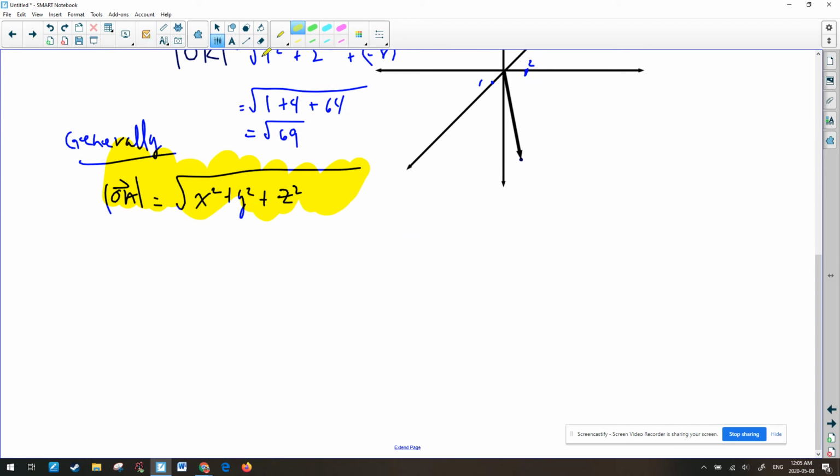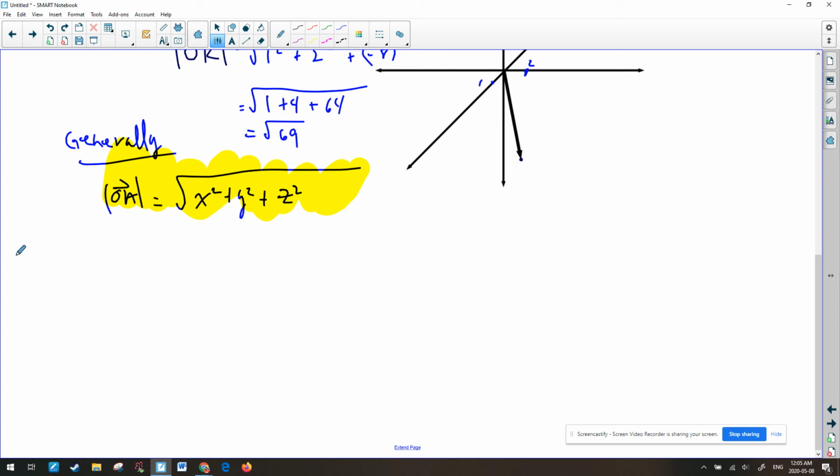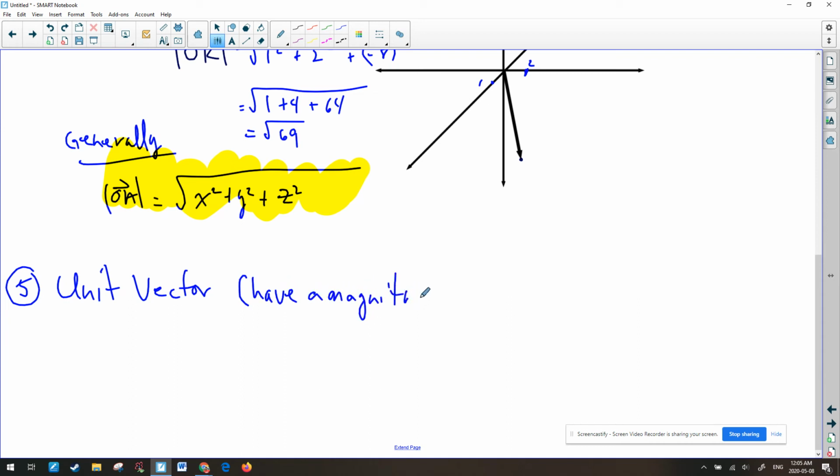I don't want a highlighter anymore, I want a pen. Let's talk now about unit vectors. We said the key feature of a unit vector is that it has a magnitude of 1. That is why it's called a unit vector, because it is 1 unit long. And the other thing that they have is a hat, not an arrow.